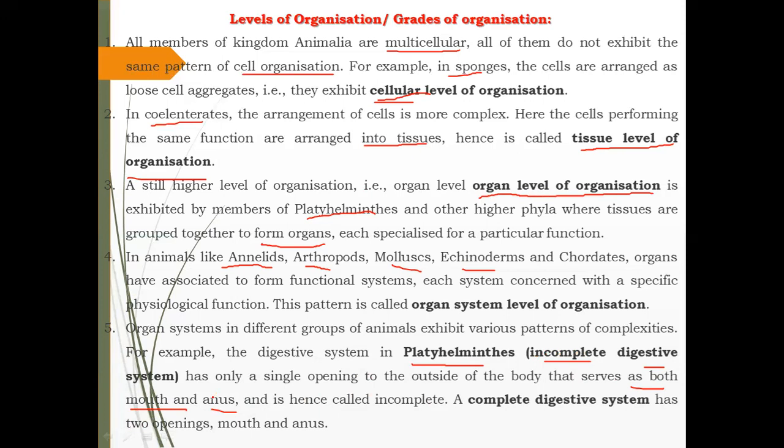Understand? A complete digestive system has two openings, for example mouth and anus. These are called a complete digestive system. The mouth functions for feeding, and the anus functions to excrete whatever waste is produced from the animal body. The mouth is just for capturing, holding and feeding. Both organs perform totally different functions.